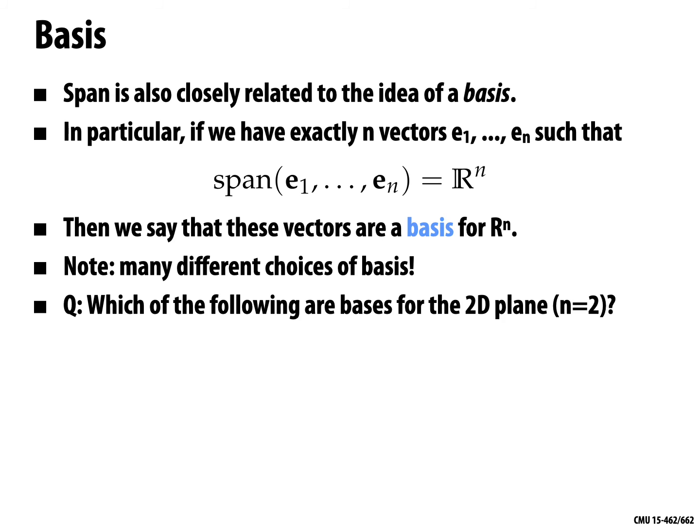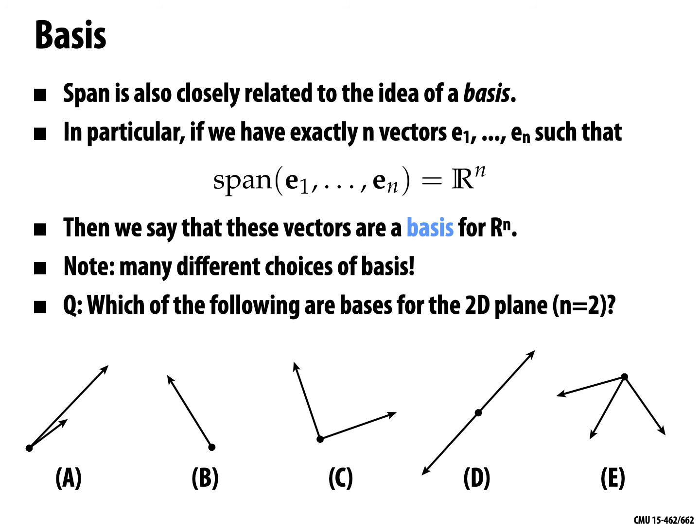So just as a little exercise, let's look at some examples. Which of the following are bases for the two-dimensional plane when n equals 2? So A, B, C, D, E. Take a minute and think which of these are bases for the plane. Okay, what did you come up with? So I would claim that A and C are bases for the plane and the rest are not.